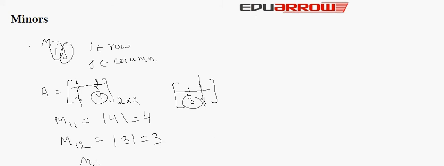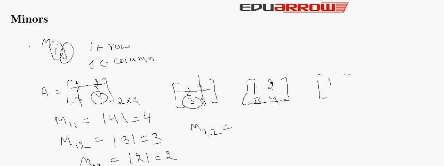Sorry, if you have to find M of 2 1, second row and first column, this will come out. Then if we have to find M of 2 2, second row and second column, this will come out as the determinant of 1, which will be equal to 1.